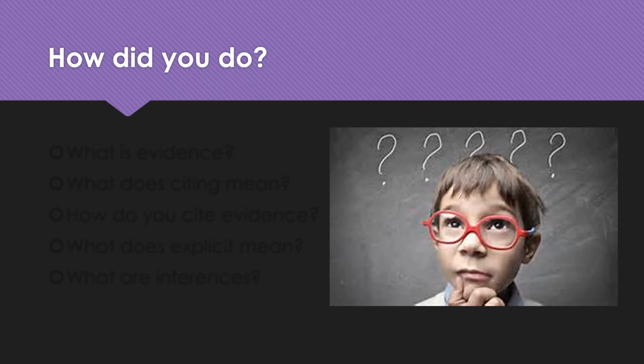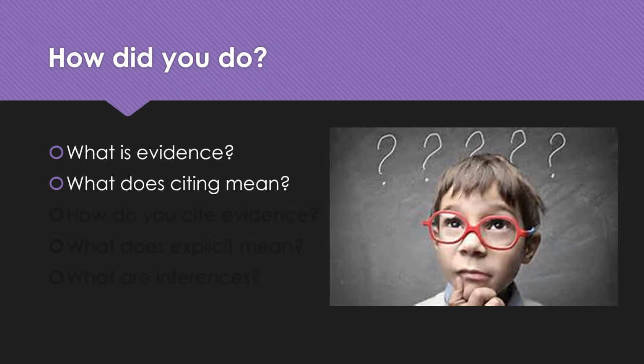How did you do? What is evidence? Remember, evidence is something that supports or proves your answer. What does citing mean? Citing just means you're showing the reader where you got your information. How do you cite evidence? Remember, when you take words from the text, you have to put in quotation marks, you put the period inside the quotation marks, and you use a comma if you use words before or after.